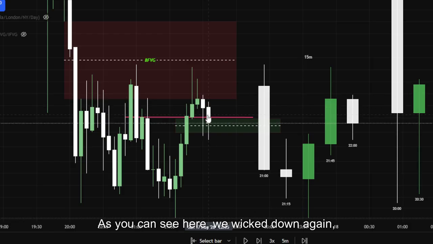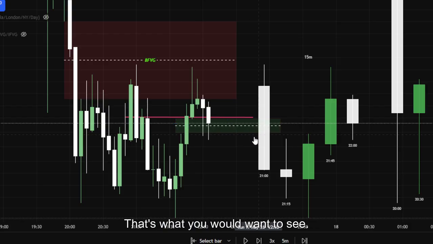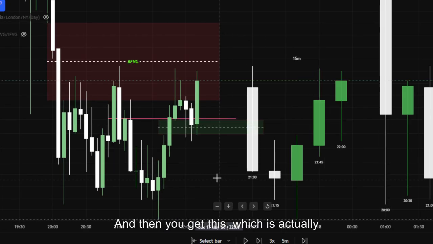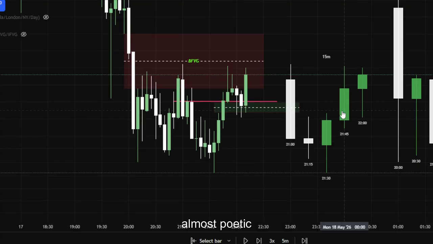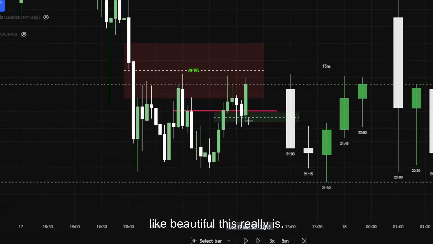As you can see here, we wick down again. The body is being held up by the 50%. That's what you would want to see. And then you get this, which is almost poetic in how beautiful this really is. I mean, this is almost ideal.